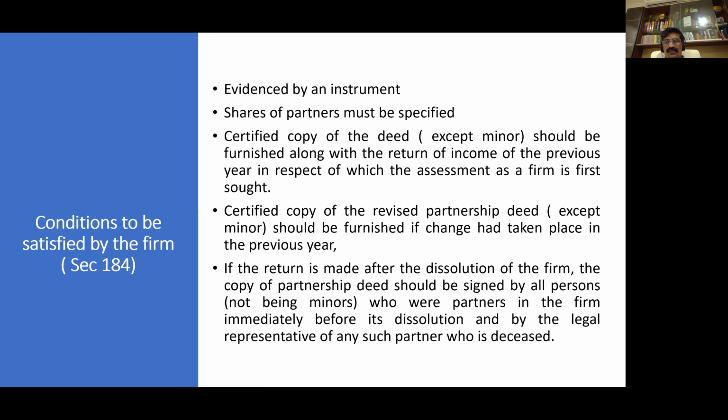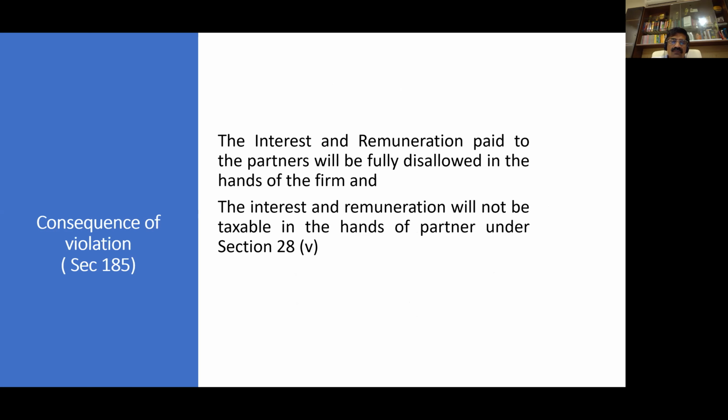As at the time of starting, I said there are some conditions, and if you violate a condition, there must be a consequence. If there is no consequence, people are not going to be bothered about violating. Whenever a law says you have to follow certain rules, and there is no fine or penalty for not following it, who will follow? That's why section 185 deals with the consequences. The consequence of violation of section 184 is dealt with by section 185. What section 185 says is that if you don't comply with those conditions, then interest and remuneration paid to the partners will be fully disallowed in the hands of the firm. So the consequence is that interest and remuneration is going to be fully disallowed under the provisions of the Income Tax Act. Some of you may be aware of this particular point.